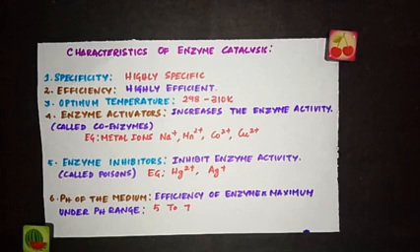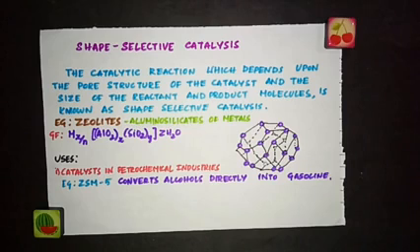We'll end this video with one last type of catalysis called shape selective catalysis. The catalytic reaction which depends upon the pore structure of the catalyst and the size of the reactant and product molecules is known as shape selective catalysis. So the catalytic action depends upon the pore structure of the catalyst and also the size of the reactant and product molecules. Then we call that catalytic reaction shape selective catalysis.